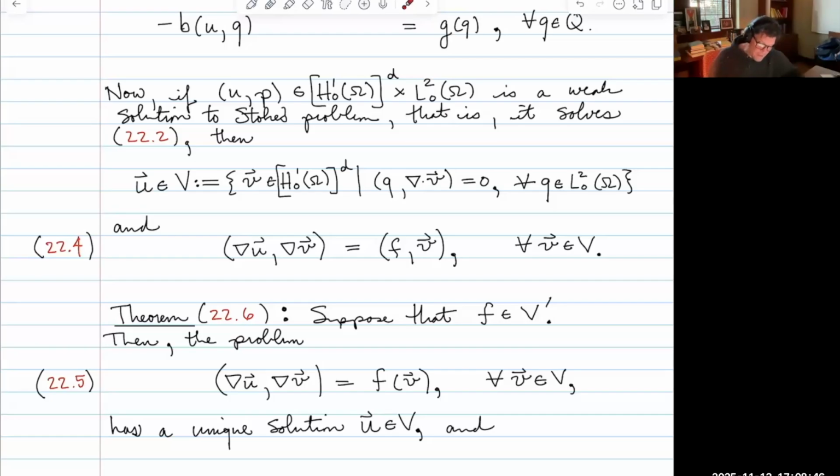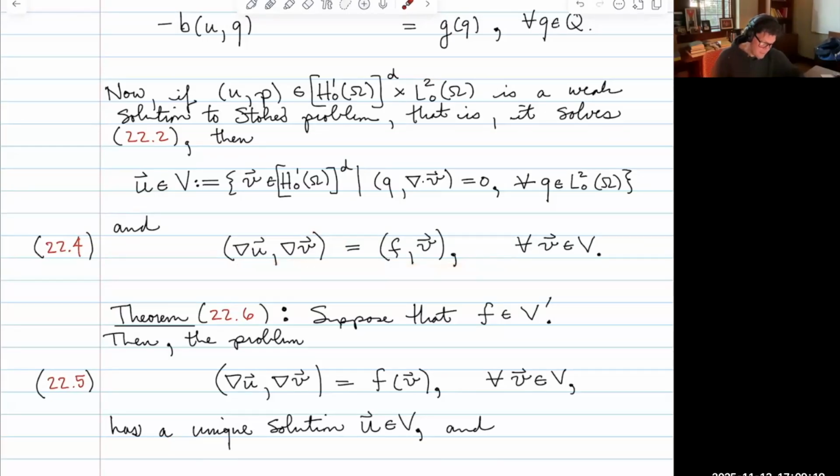Now, V is a subspace of H01. We just said that, right? We said that V is a subspace of H01 and is a proper subspace. So normally the test functions are in H01. But if we restrict the test functions in H01 to be simply in the space V, then what happens? Well, that second term that was here in 22.2 goes away. That guy vanishes. And all I'm left with are these two terms.